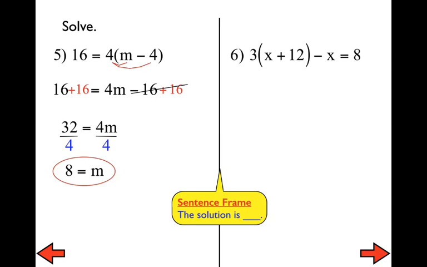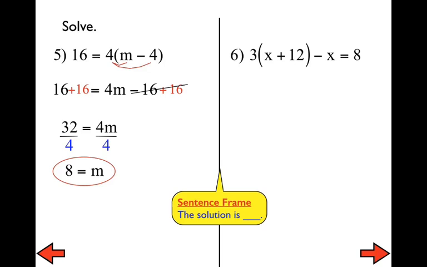All right, pause this video and try number 6. Now, the difference with number 6 is it's a combination of the two things that we've done the last 2 days. In other words, you're going to have to use the distributive property, and then after that, you are going to have to combine like terms. But whatever you do, do not multiply the 3 by that. The reason is because the x is not in parentheses. You only multiply the 3 by the x and the 12, not the x. Okay, go ahead and give it a shot. Pause the video.